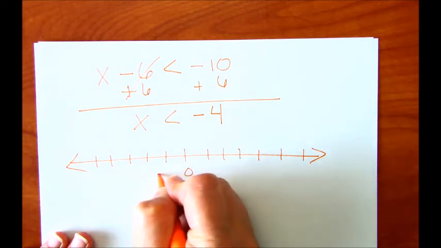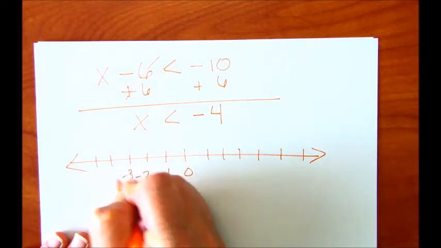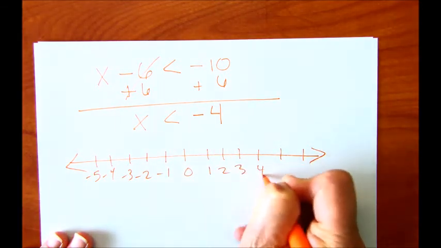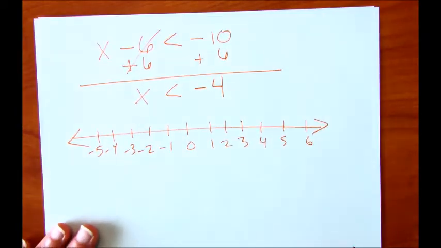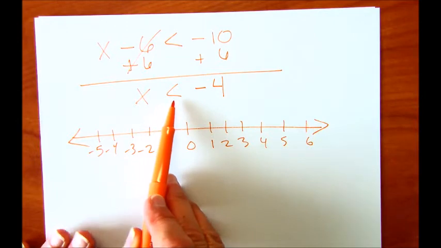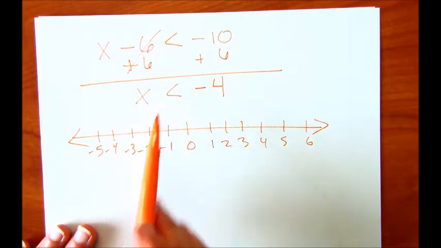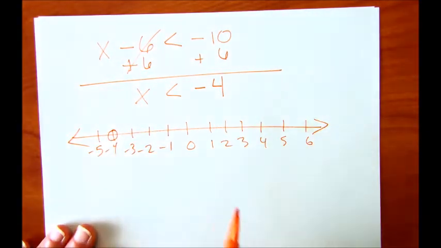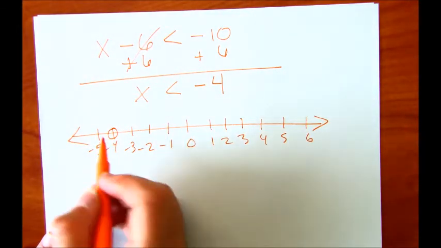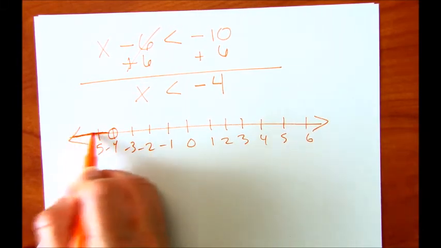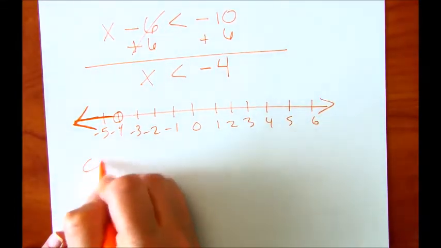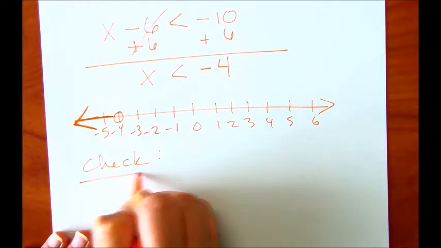All right, so we've got -1, -2, -3, -4, -5, and 1, 2, 3, 4, 5, 6. Notice this doesn't have an equal to component in the comparison symbol, so it's just going to be an open circle at the -4. And x is less than -4, so we're going to go to the left to infinity. Now let's check, because that is important.